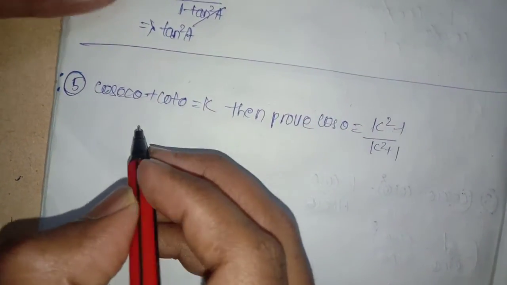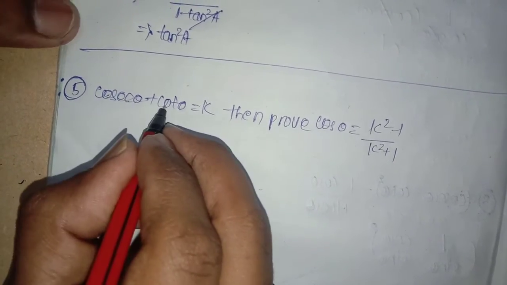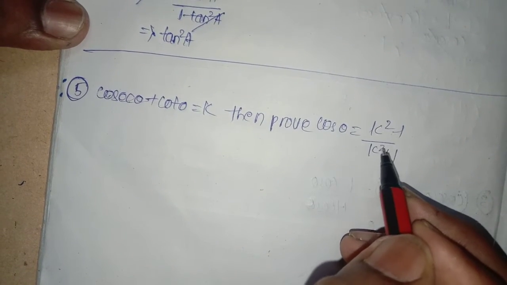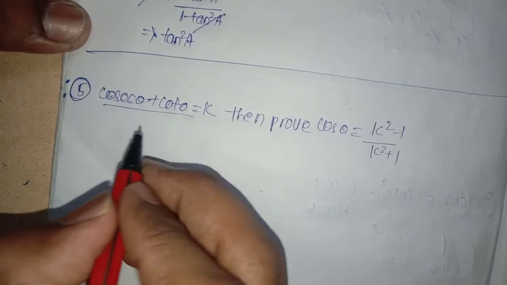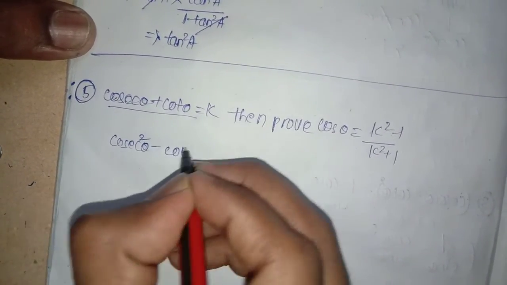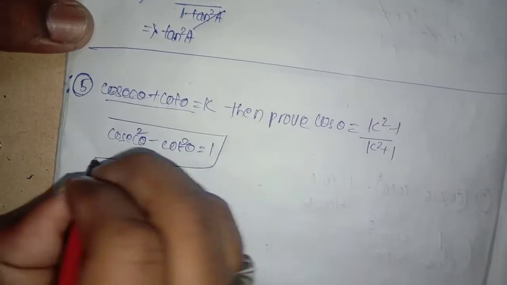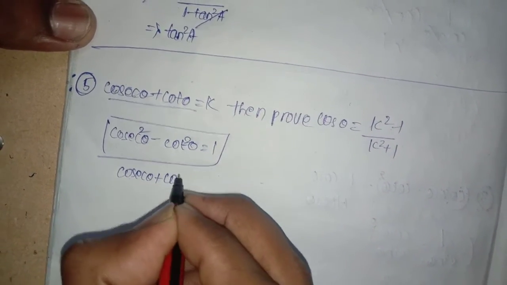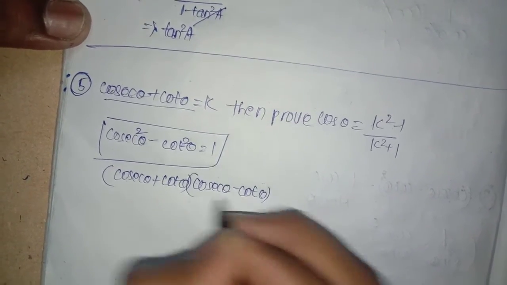Next, fifth problem, this is also given in the examination. First they give cosecant theta plus cot theta equal to k, then prove that cos theta equal to (k square minus 1) by (k square plus 1). First we look at cosecant theta plus cot theta; we have to remember the identity, cosecant square theta minus cot square theta equal to 1. It looks like a square minus b square, so (cosecant theta plus cot theta) into (cosecant theta minus cot theta) is equal to 1.